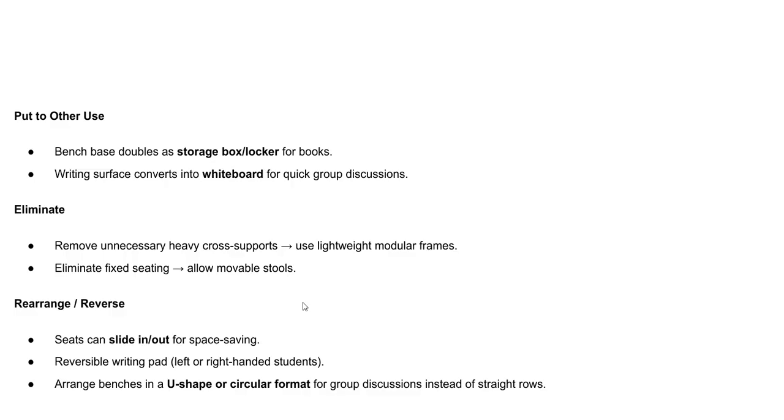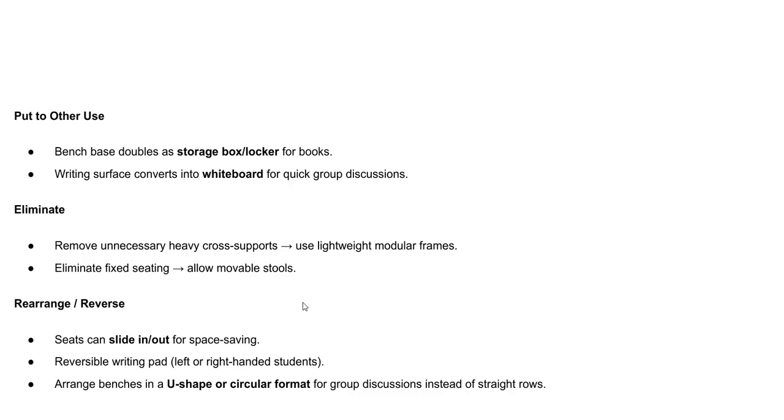Put to other uses: the bench base doubles as a storage box locker for books. The writing surface converts into a whiteboard for quick group discussions. Eliminate unnecessary heavy cross supports. Use lightweight modular frames. Eliminate fixed seating; allow movable stools.